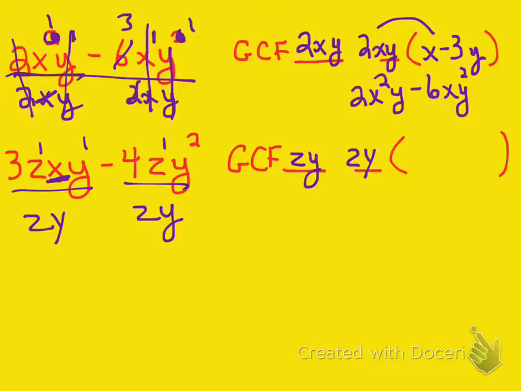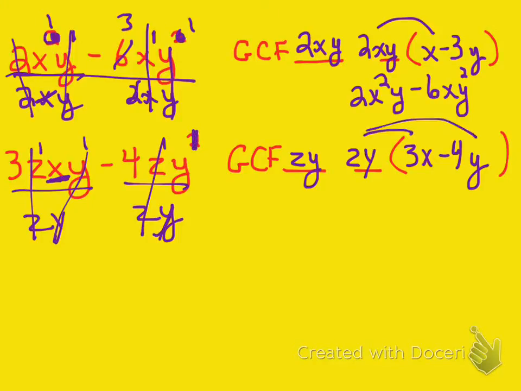So I'm going to be left with 3x for the first one, because the z and the y cancel out. Then I'm going to be left with minus 4y on the inside. The z's are going to cancel out. One of the y's is going to cancel out. So check my work. I get 3zyx minus 4zy squared, which is back to where I started. And that is factoring.